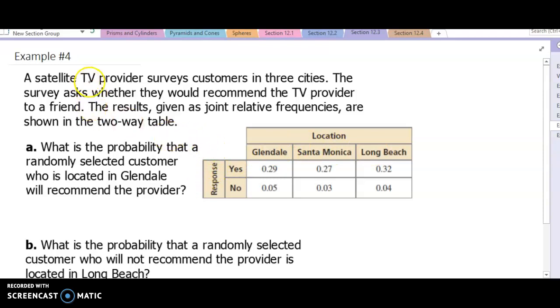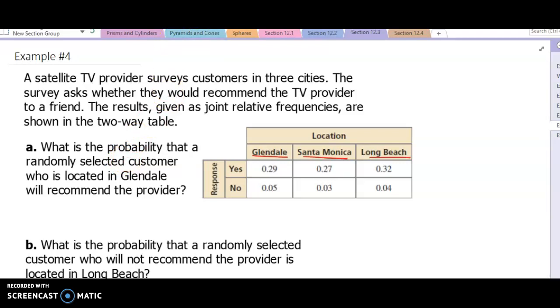Okay. So let's look at example 4. It says a satellite TV provider surveys customers in 3 different cities. Clearly those cities are Glendale, Santa Monica, and Long Beach. So I'm guessing this is in California. The survey asks whether they would recommend the TV provider to a friend. The results were given as joint relative frequencies are shown in the two-way table. Okay, so here they are. What is the probability that a randomly selected customer located in Glendale will recommend the provider?